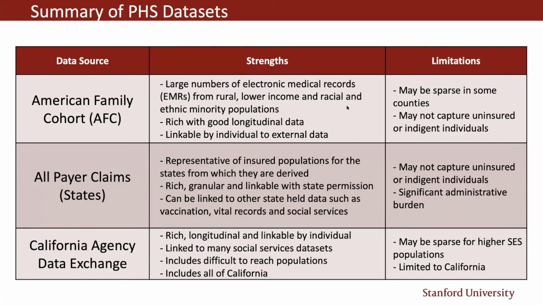So the first data set is called the American Family Cohort. This is a data set that's comprised of about 9 million electronic medical records from almost every county in the United States. And we have up to 10 years of data for some of these individuals. It varies between 2 and 10 years per person. It's particularly rich, and this is a primary care cohort. So if you're doing any kind of project on sort of chronic conditions, things like that, it's a fantastic data set.